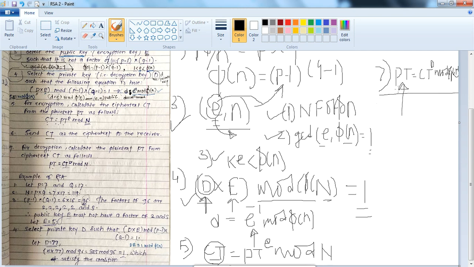That's the RSA algorithm. Now we will take one example with these algorithm steps, right?